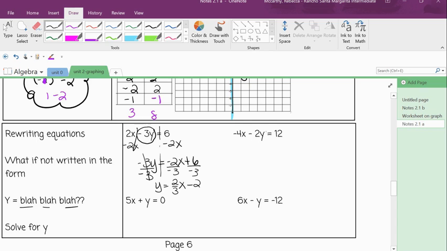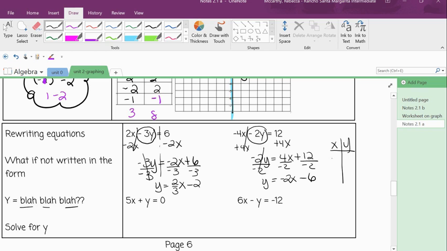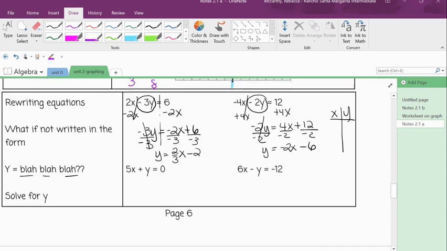Here I'm going to solve for y, so I'm going to add 4x to both sides. I get -2y equals, these are not like terms, so I'm going to write 4x plus 12. Divide by a -2, so I'm going to divide this by a -2 and that by -2. And I get y equals, simplify, -2x minus 6. Now I could create my t-table, plug in my values to plot my points.